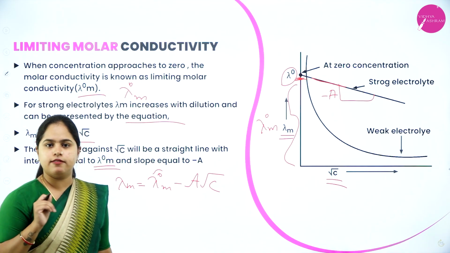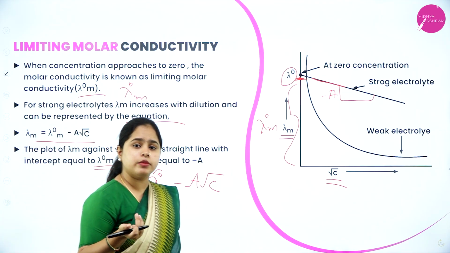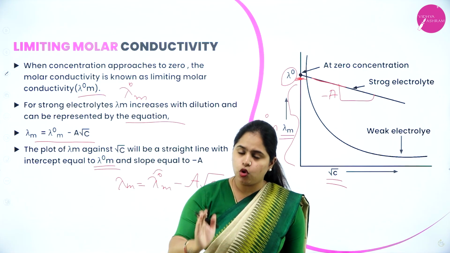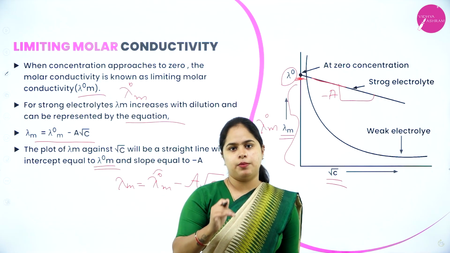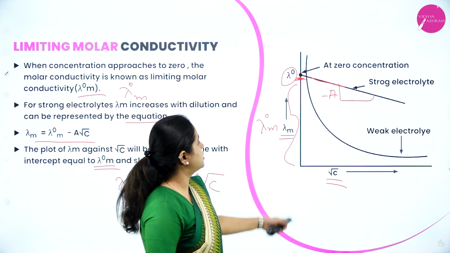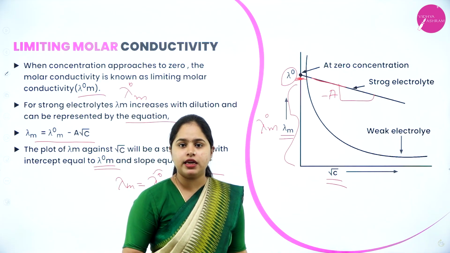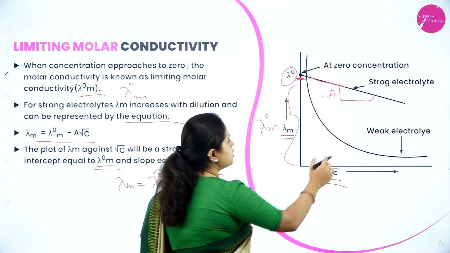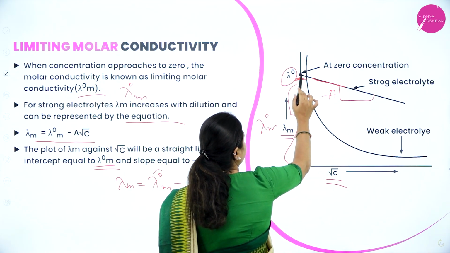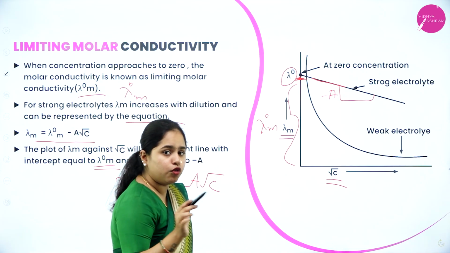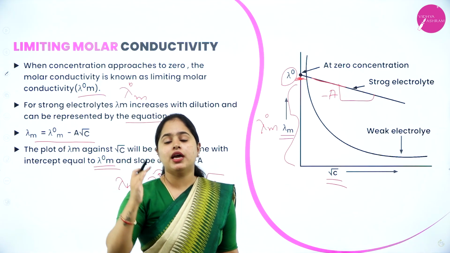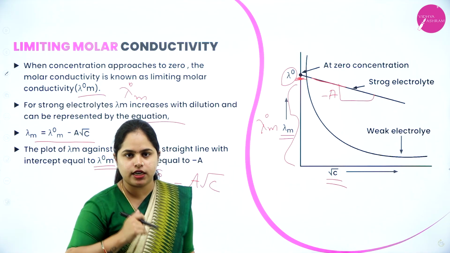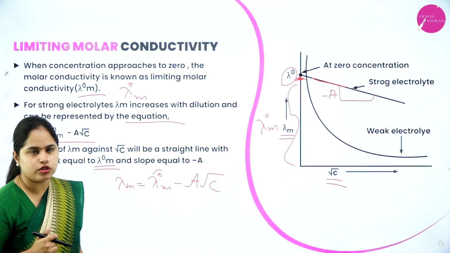So, I hope you are clear with the equation as well. And what is limiting molar conductivity? It is the molar conductivity when the concentration is coming to 0. Okay. So, is that possible to calculate for weak electrolyte? No, right. It is possible to calculate for a strong electrolyte because it is touching here. Okay. For weak electrolyte, then how do we calculate the limiting molar conductivity? So that also we are going to study here.